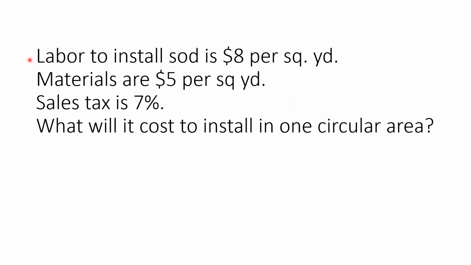Here's how it might work with a test question. Let's say we're told that the labor to install sod is $8 per square yard. The materials are $5 per square yard. Sales tax is 7%, and we want to know what it's going to cost to install one circular area. If you think you've got this covered, you can hit the pause button, figure it out, give me an answer, come on back, and see if you got it right. If you're not sure where to start, you can just follow along.